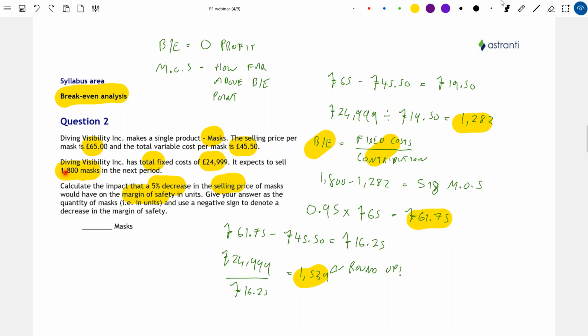So given that we expect to sell 1,800 masks in the period, 1,800 units minus 1,539, that gives us 261 as our new margin of safety.